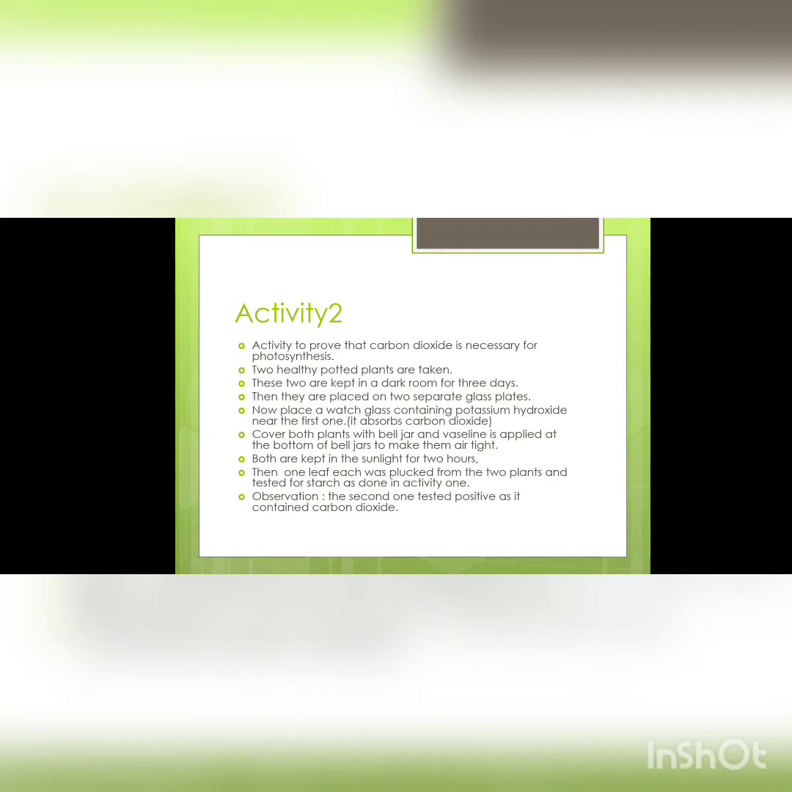Observation. The second one showed a positive test for starch. This indicates that carbon dioxide is necessary for photosynthesis.